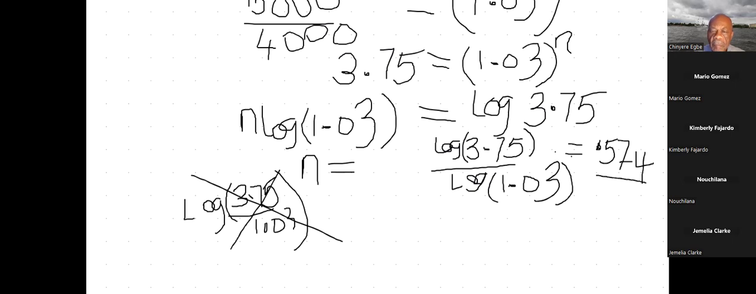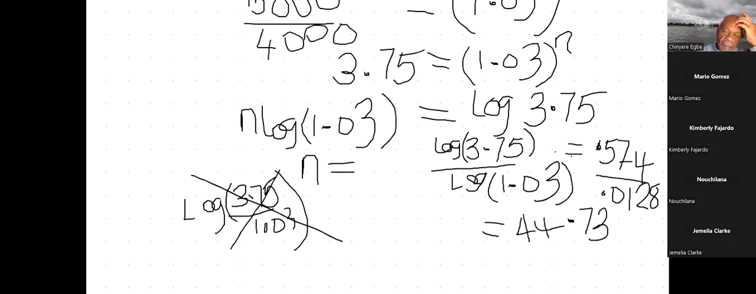And the log of 1.03 is 0.01283. So let's take 128. And what does that give us? It gives us 44.738. So if this is correct, it would take 44 and 3/4 years for the original deposit to amount to 15,000. Not the interest, the original deposit to equal 15,000. Yes, okay, thank you.